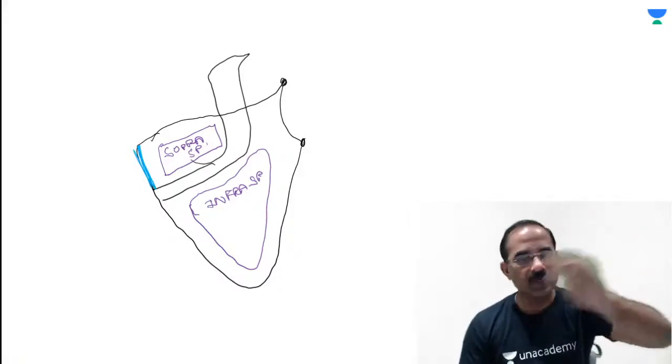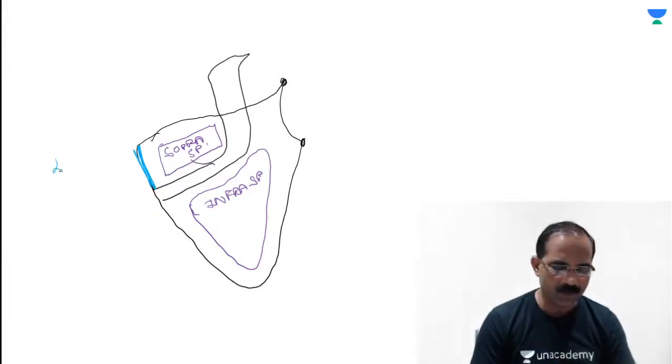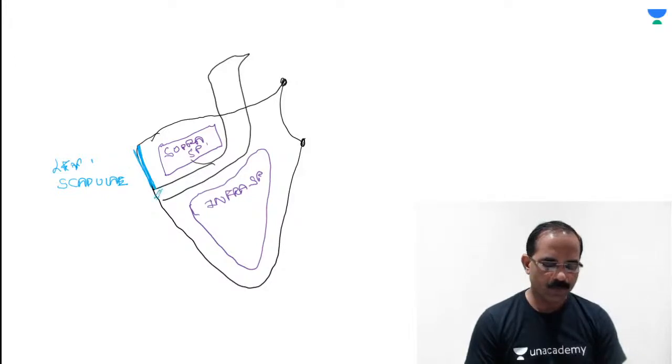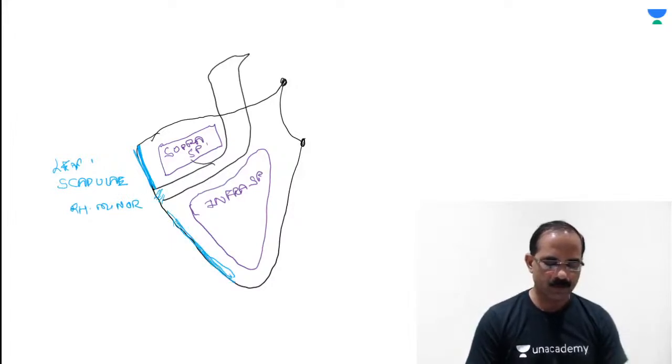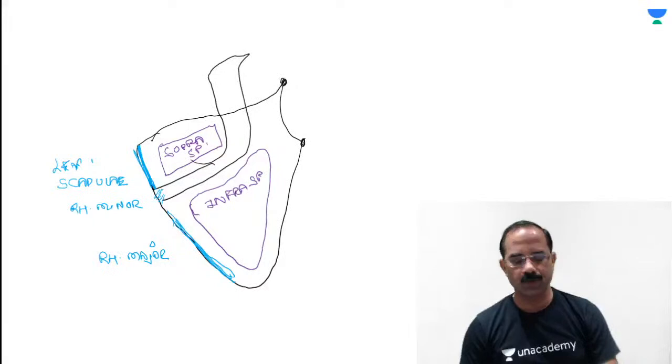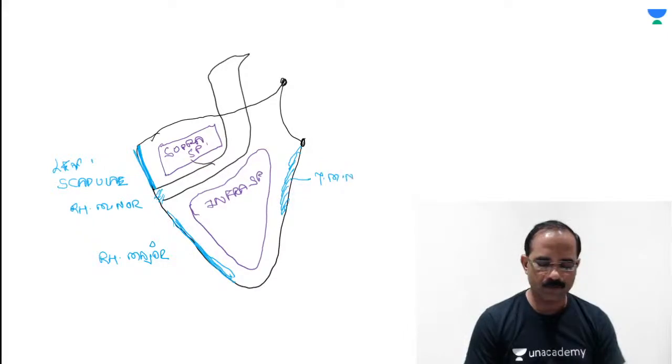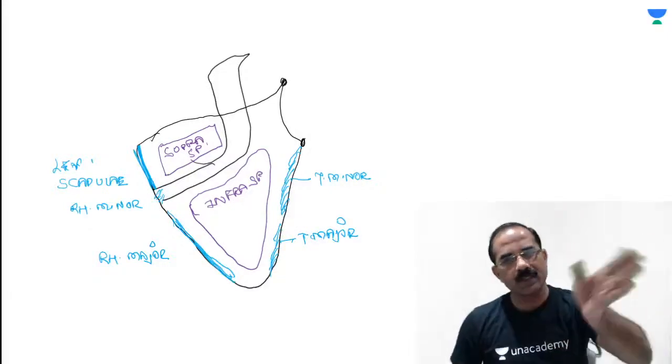Supraspinatus, infraspinatus. What is this muscle which is inserted into the scapula from the superior angle to the spine? We call this the levator scapulae. Opposite to the spine, that's the rhomboid minor. And below the spine, this is the rhomboid major. What is this muscle here? Teres minor. And this muscle here? Teres major.